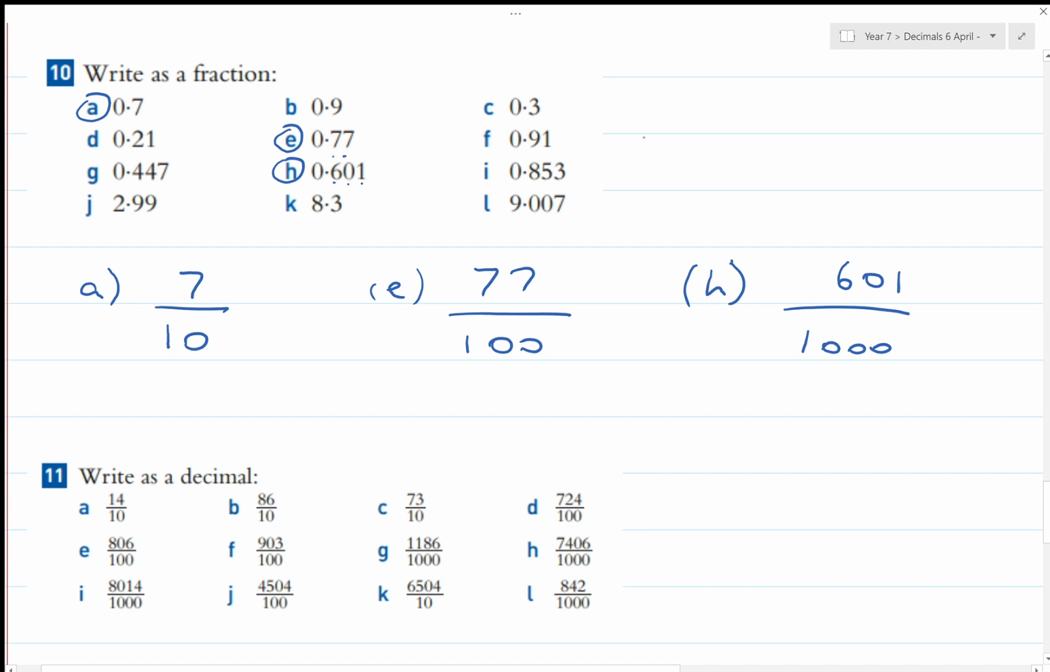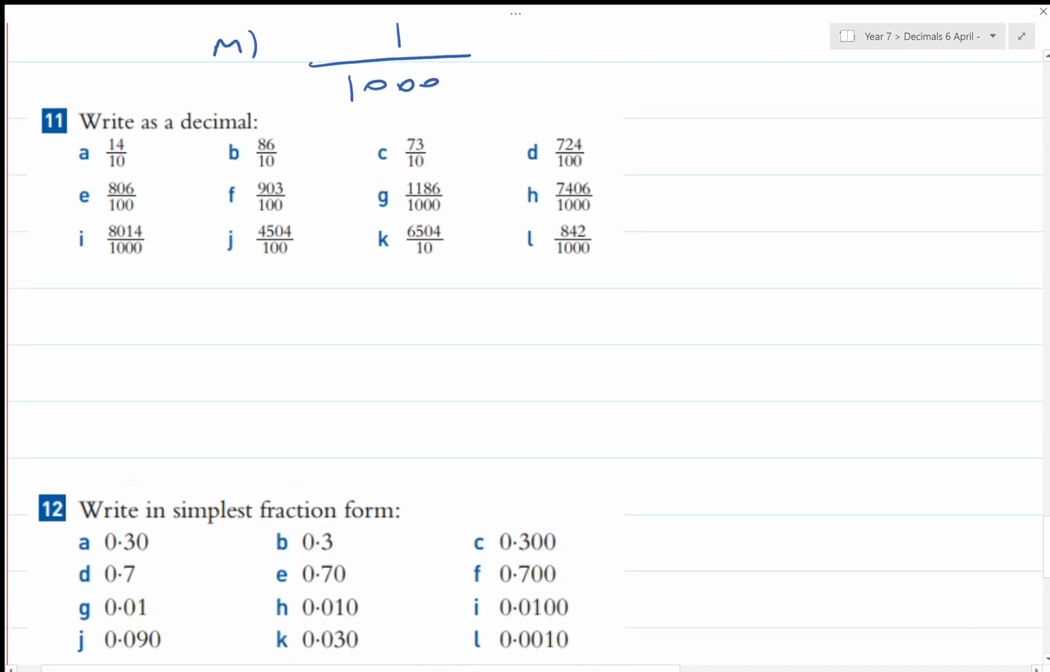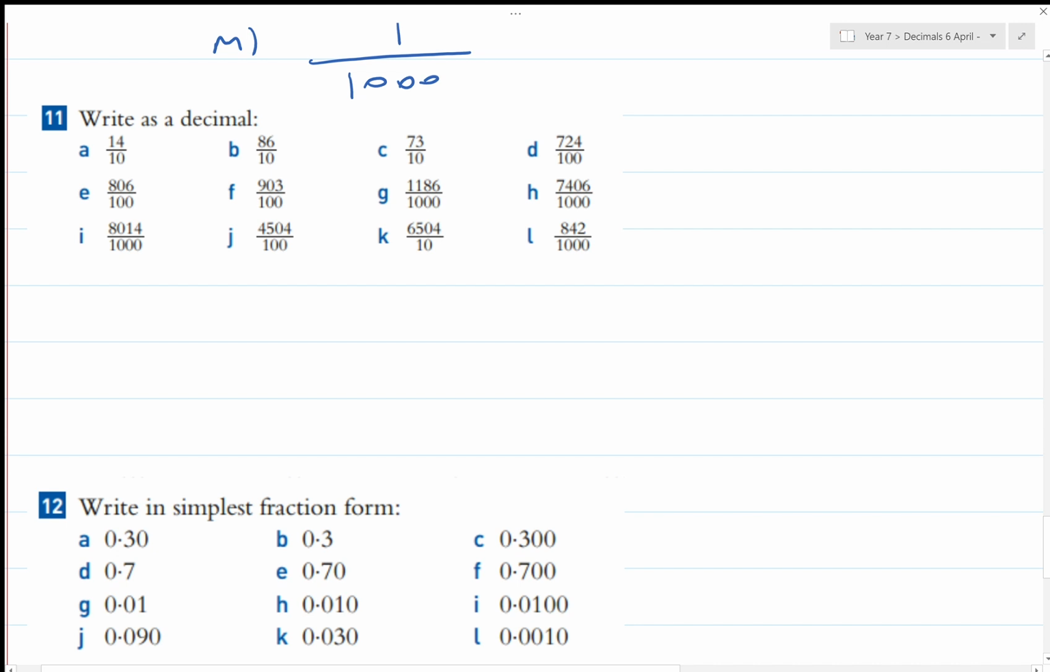I'm going to do a special one, M. So there's 1, 2, 3 decimal points. Oops, spoiler alert. 3 zeros. And then I just put the number on the top, which is 1. 0, 0, 1 is just 1. Okay, we already did this. I'm just going to do that one.